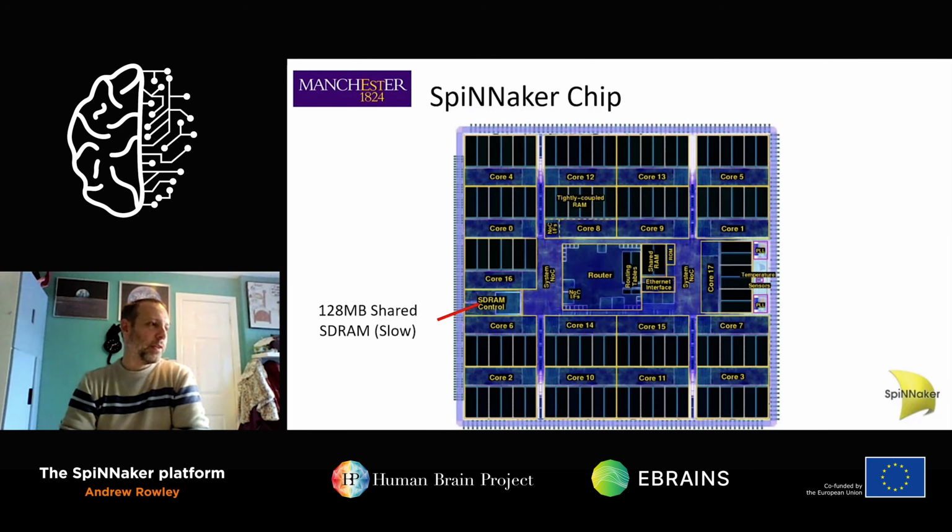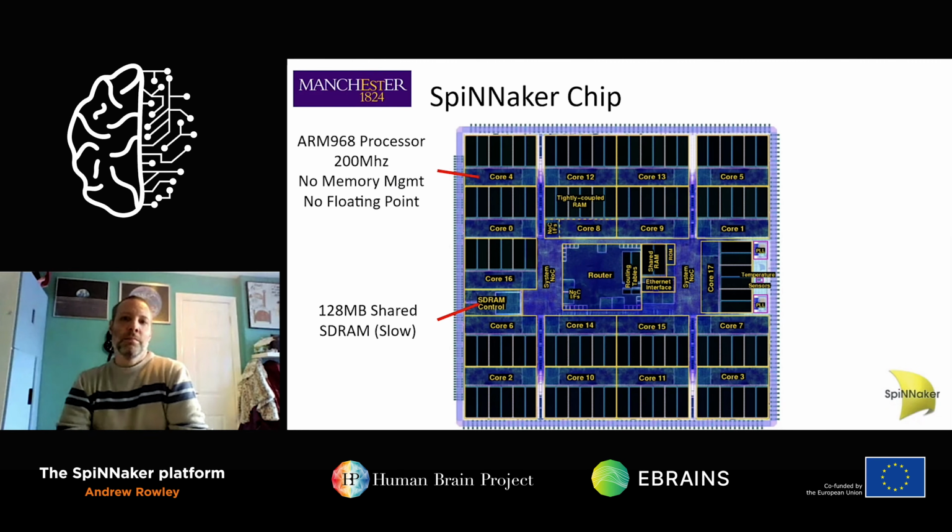Underneath this, we've got the actual main part of the chip, and there's a connection here that lets the cores of the chip speak to that SDRAM. There are 18 ARM968 cores, which are 200 megahertz cores, and sometimes there's only actually 17 of these on the chip. It depends on the manufacturing process, basically. Sometimes we lose a core, and to make sure that we get enough chips, we allow that to happen.